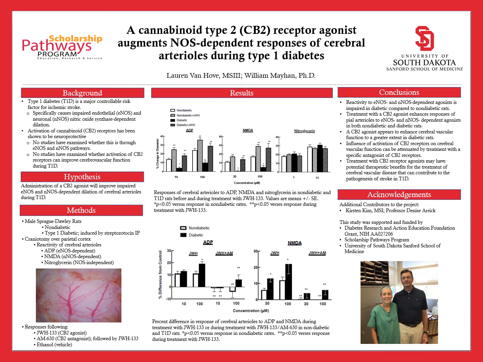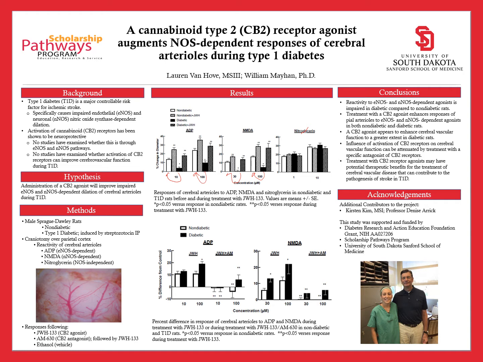Looking at our results, the top graph shows that the magnitude of vasodilation produced by ADP and NMDA was significantly less in type 1 diabetic rats, represented by the solid black bars, compared to non-diabetic rats, which are the solid white bars. So that would be comparing the solid black to the whites. This was similar to what previous studies did report.